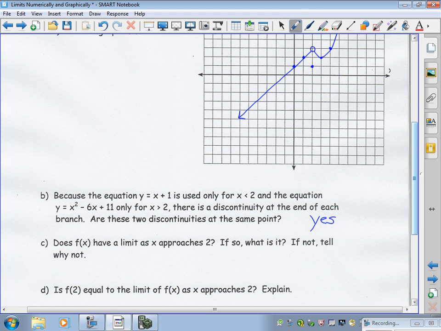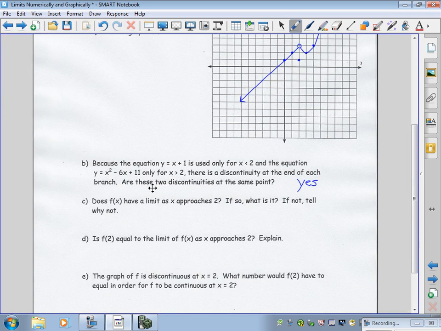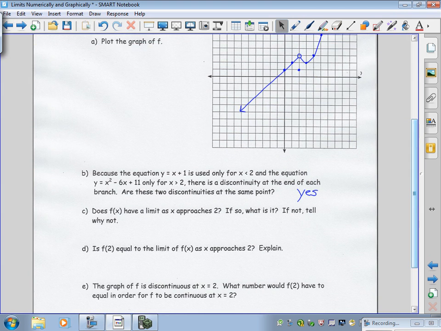Okay. Does f of x have a limit as x approaches 2? Yeah, remember, it doesn't matter what's happening at 2. Only when you get really, really close. So what is the limit as x approaches 2? Everybody reads 3? It's the y value you're getting close to. So does it have a limit? Yes, it does. Okay, the limit as x approaches 2 of f of x is 3. We have to write that on the calculator every single time.